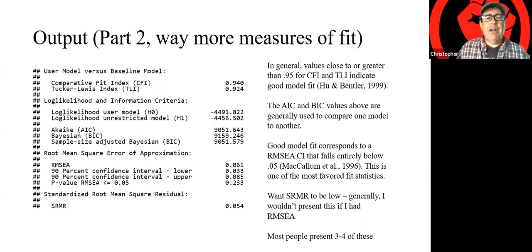And then the SRMR, Standardized Root Mean Square Residual. It's a similar statistic to the RMSE. You want it to be low. Less than 0.05 is pretty good. I generally wouldn't present this if I had the RMSE as it's a favored statistic. You'll see that there's really no consistency, though, in terms of what people present. Just about everybody will present chi-square and a CFI or some variant of that, and the RMSE, but people present all kinds of different statistics.